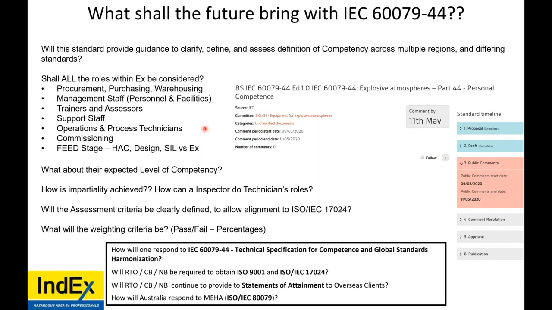Now, what about trainers and assessors? Is a CompEx trainer good enough to train under IECEx COPC? Is a COPC trainer good enough? Is an EHA, Australian version of competency, competent to do these things? What about your support staff, your administration? If they are gathering documents, creating an MDR, manufacturer's record book, do they know what they're working on?